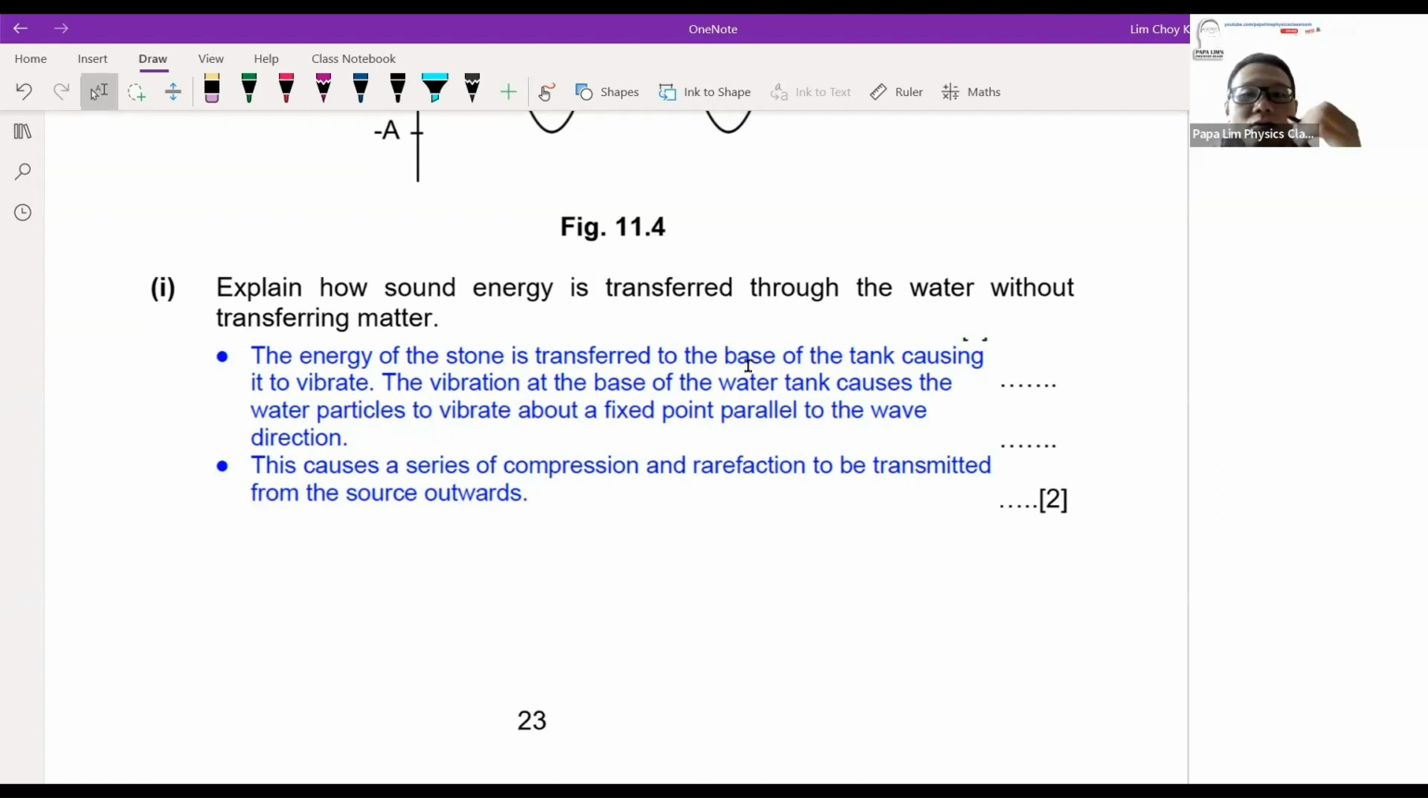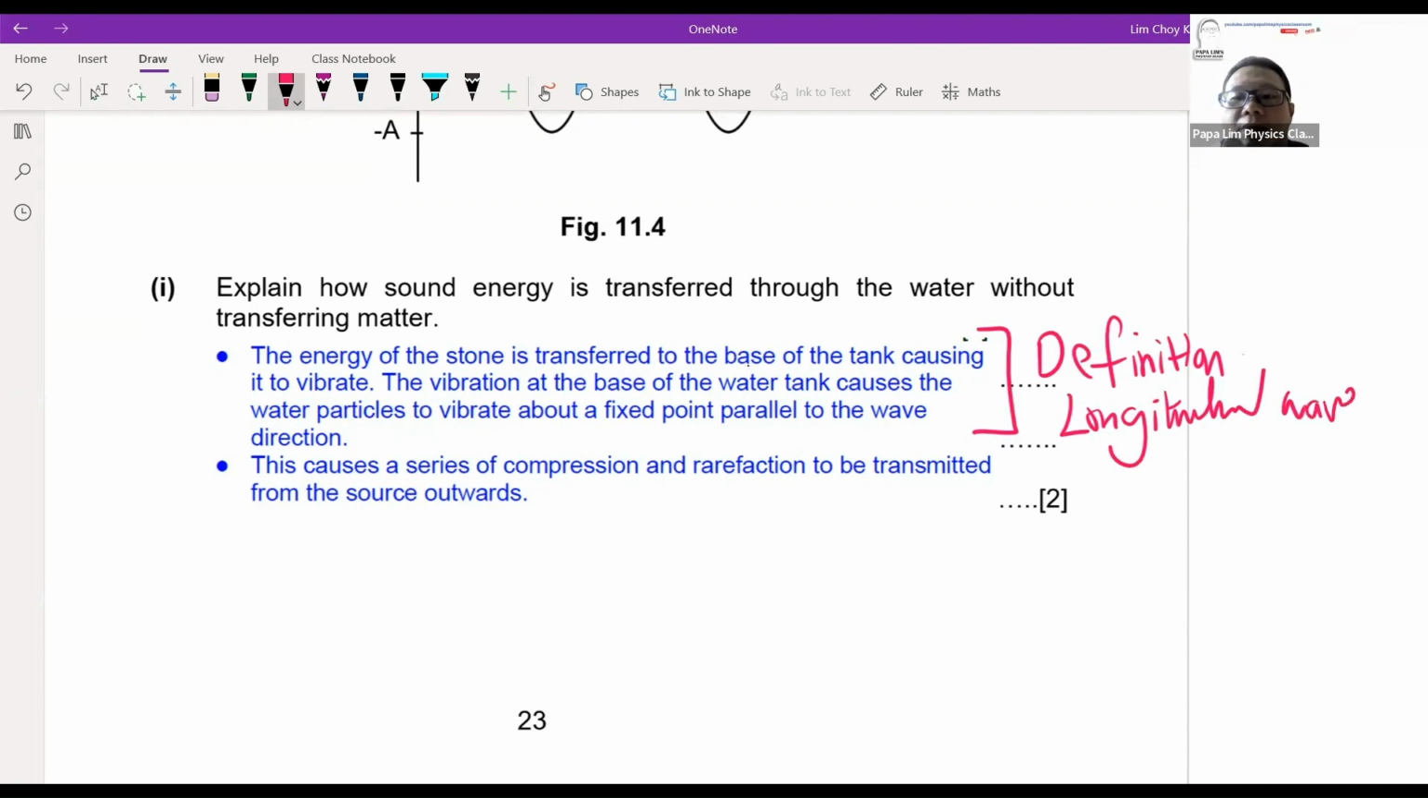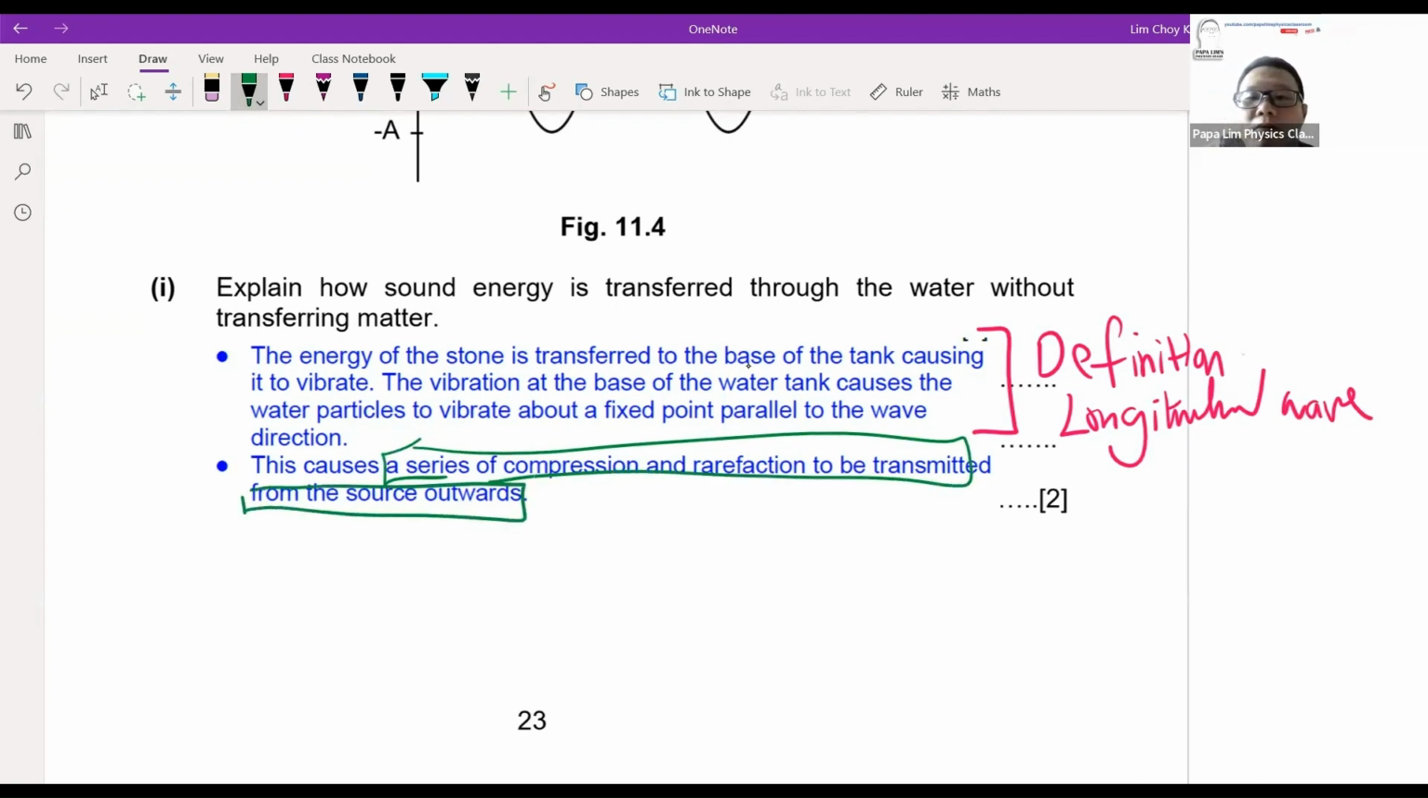Whenever you see this type of question, the answer actually consists of two parts. The first part will be the definition of longitudinal wave. Then the second part will require the student to invoke the transmission of wave particles, which means you will need to insert what we call a series of rarefaction and compression so that sound is being transmitted. Okay, so you have two components in this answer.